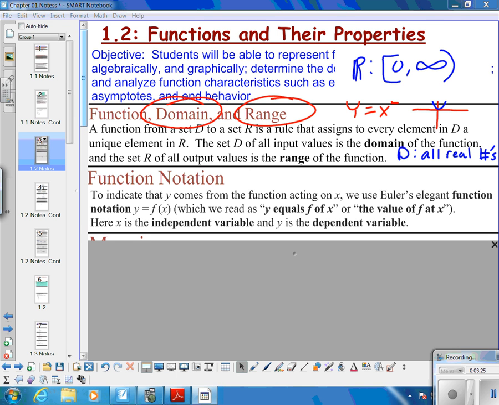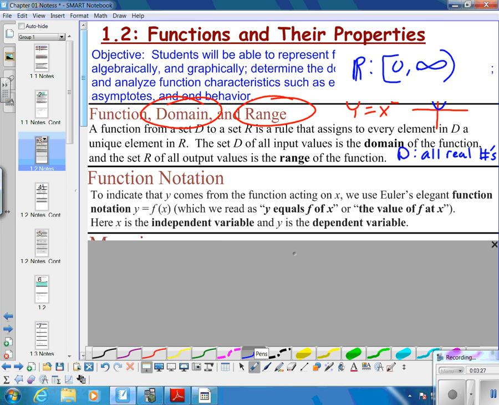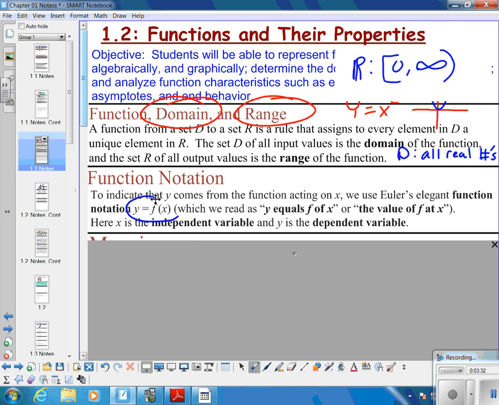As far as function notation goes, understand that we're going to use Euler's function notation. y equals f of x, which is what I just read. y equals f of x, or we could say the value of f at x. Here we call x the independent variable, the input, or the x value. They're all the same thing. And then the output, or the y, is considered the dependent variable.